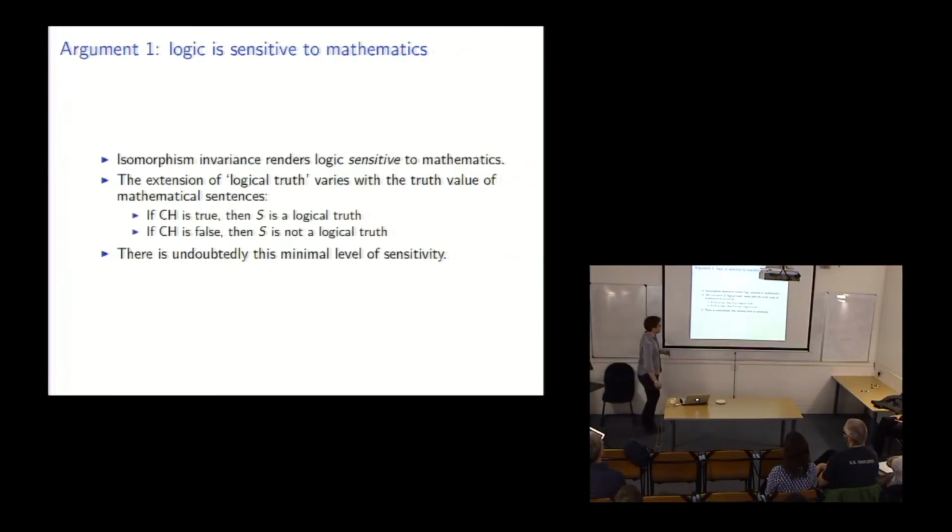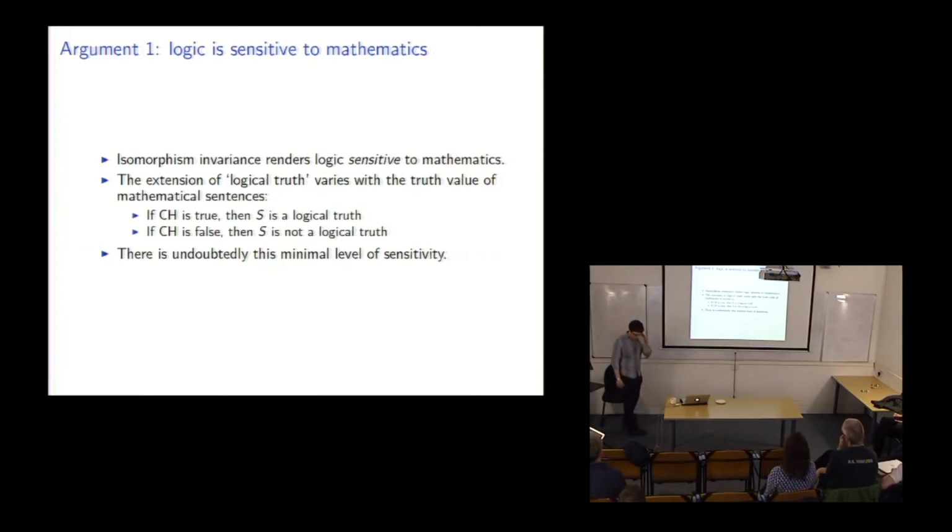The continuum hypothesis is either true or false, you might think. If it's true, then S is a logical truth. If it's false, S isn't a logical truth. So there's some sort of sensitivity there between the truth value of mathematical claims and the extension of logical truth. And you might think that's bad. Logic should just be independent of mathematics and shouldn't be hostage to it in this kind of way.